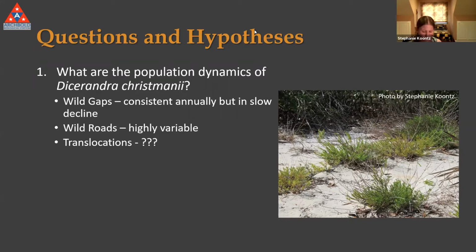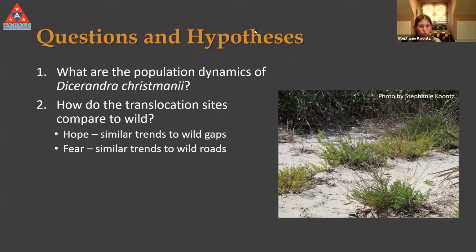As for the translocations, we didn't really know what to expect. That led to our next question, in which we wanted to know how they compared. And our hope was that they'd be more similar to our wild gaps, a little more stable over time, and possibly not even showing those declines that we expected in the wild populations. But our fear was that they might be more similar to the variable road conditions. It's been shown in other endemic gap species that when they occur in these human-modified habitats, such as sandy fire lanes, they tend to be more variable in their population dynamics.